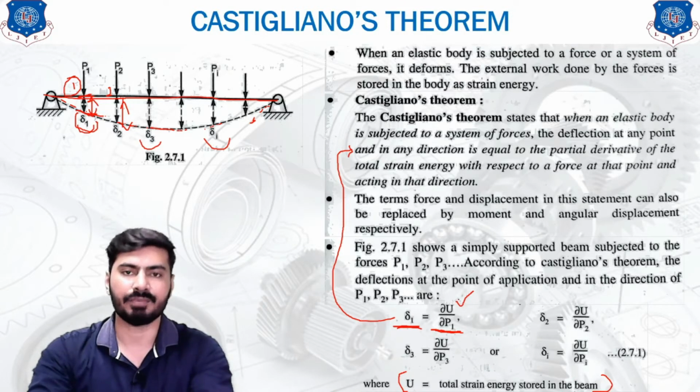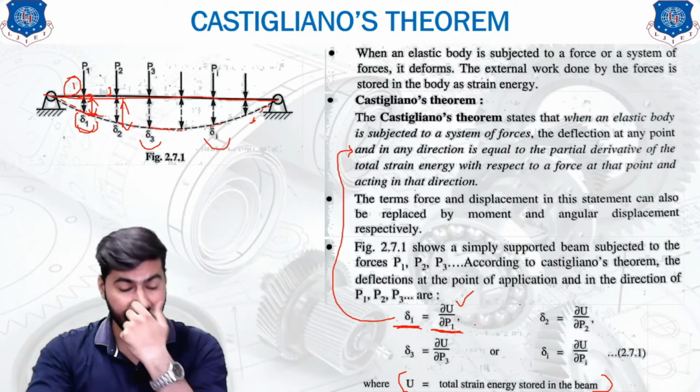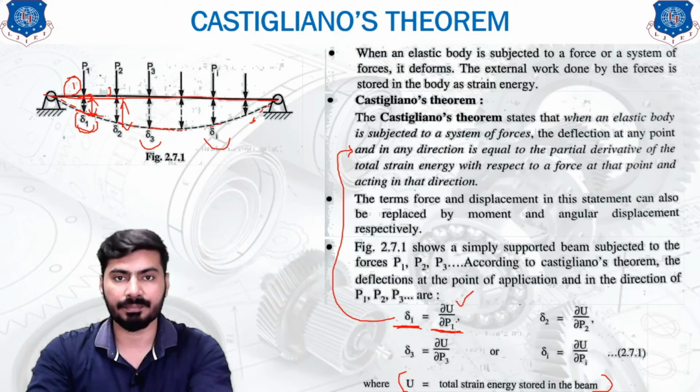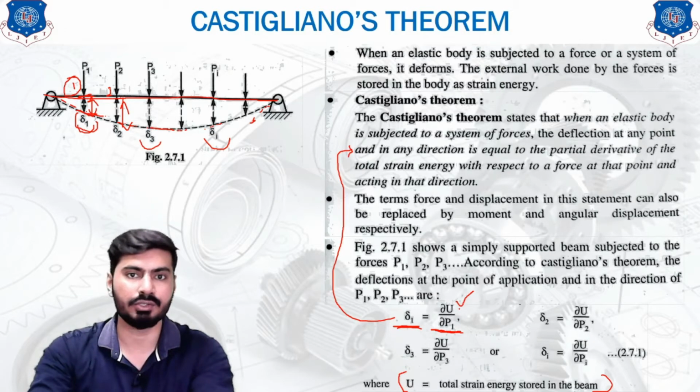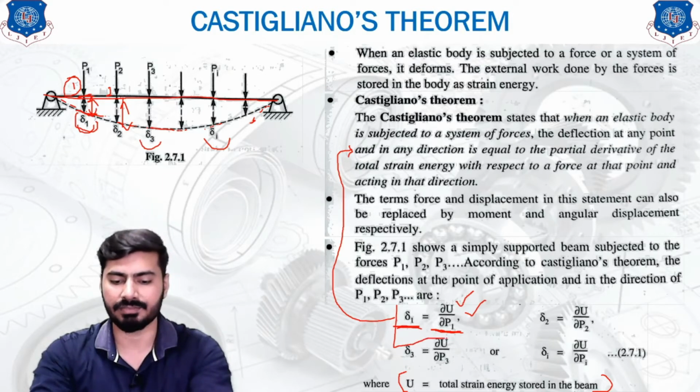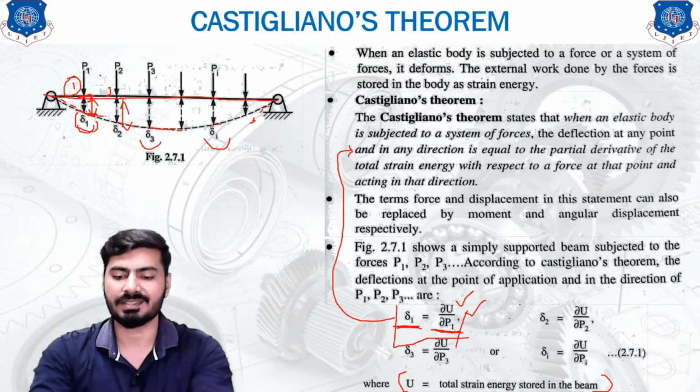So if U is your strain energy, then according to the statement, you can do the partial derivation of U with respect to the force that is acting at point 1. So P1 is acting at point 1, and that is why you can directly do the partial derivation of U with respect to P1, which is given as del U by del P1. Now this was the first point deflection.